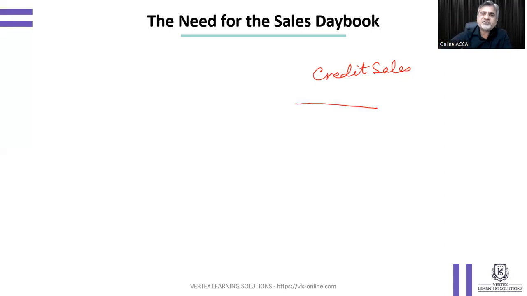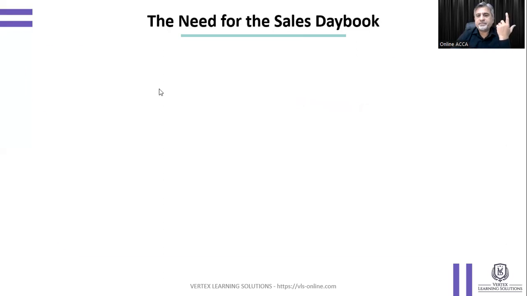But for this transaction, it is not done. I have sold the goods, but the transaction is not completed, because I have given the goods but the customer has not given the cash. So still we need to follow up on this transaction. Number one reason. This is actually the main reason.